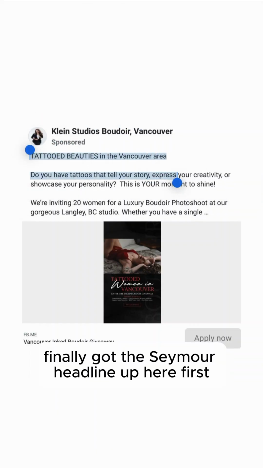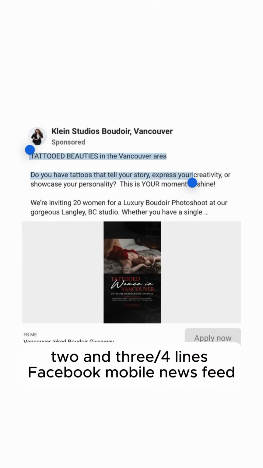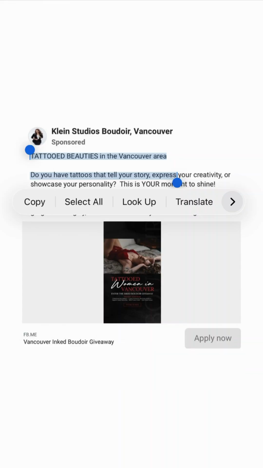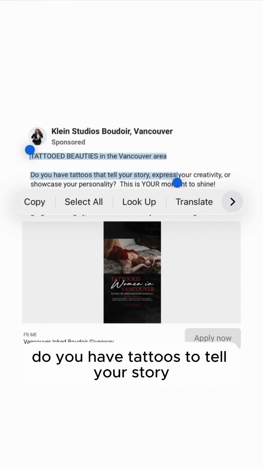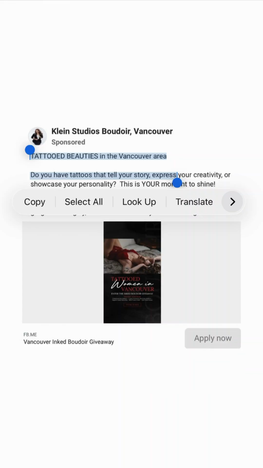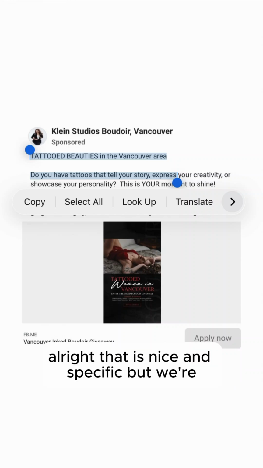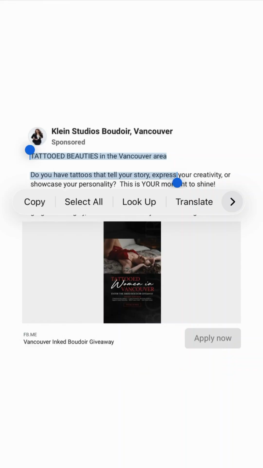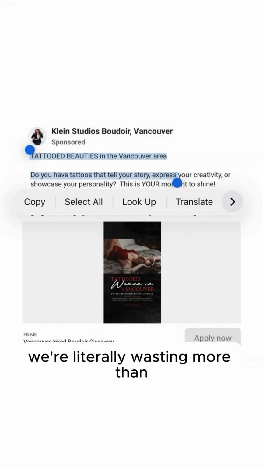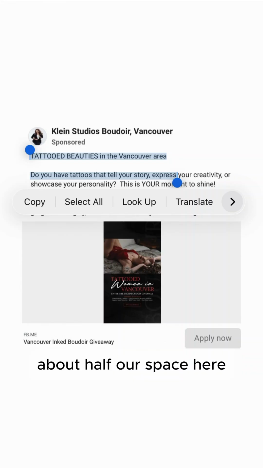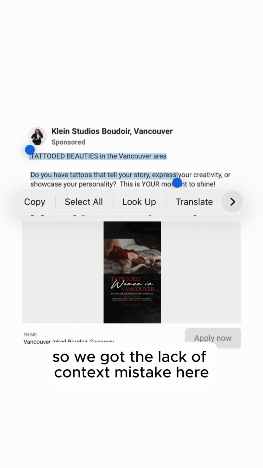Finally, we got the see more headline up here. First 2 3/4 lines, Facebook mobile news feed. Tattooed beauties in the Vancouver area. Do you have tattoos that tell your story? All right, that is nice and specific. But we're literally wasting more than about half our space here because it's blank. So we got the lack of context mistake here.